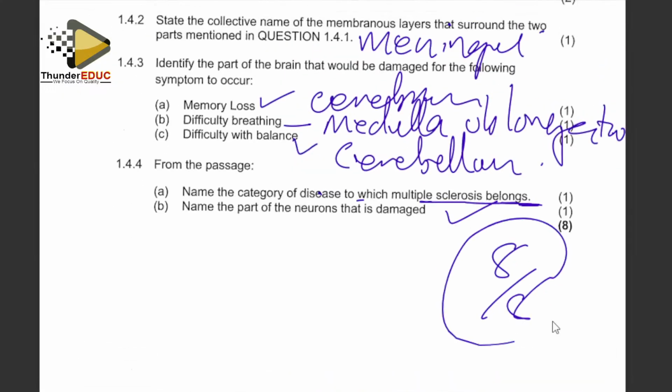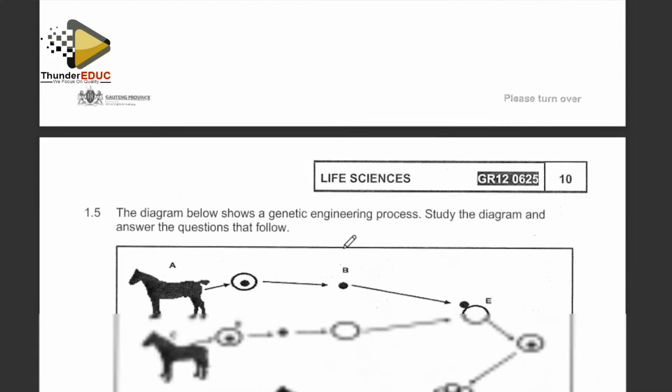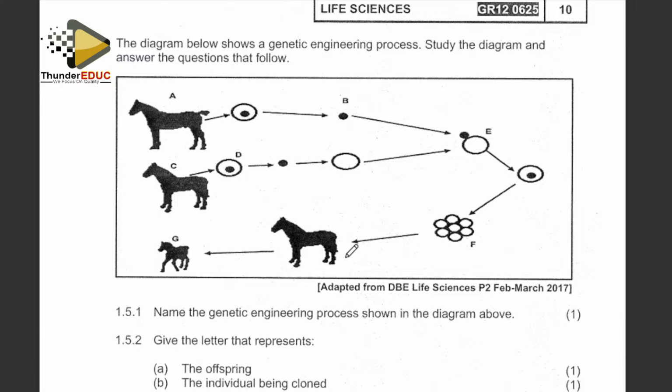8 out of 8. You see, this paper was a little bit easier, but it had too much reading, and some people don't want to read. Anyway, let's go to question 1.5, and then we smash it. Yes, you remember Thundereduc? At Thundereduc, we smash. We do what?